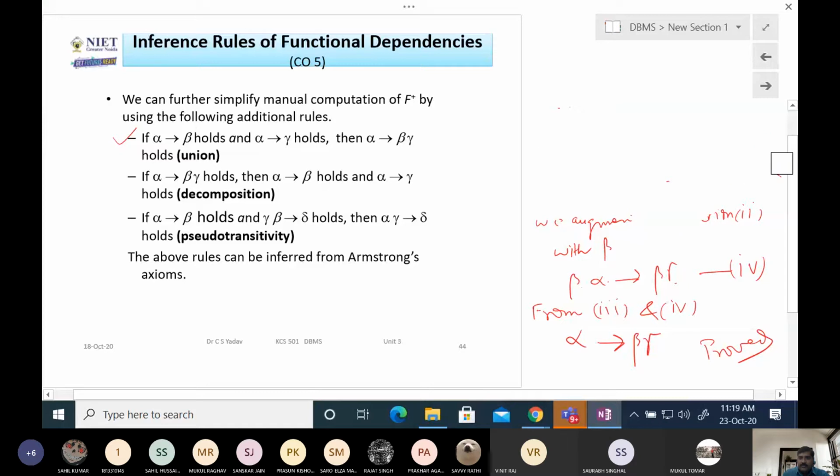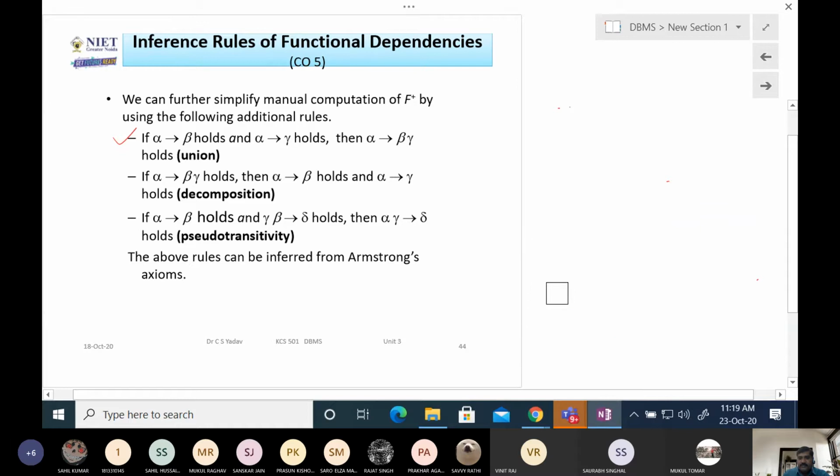Now what about the decomposition rule? The decomposition rule is the reverse of the union rule.